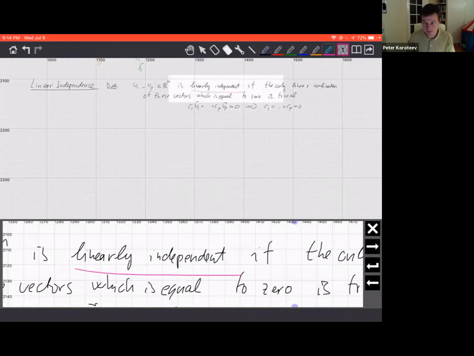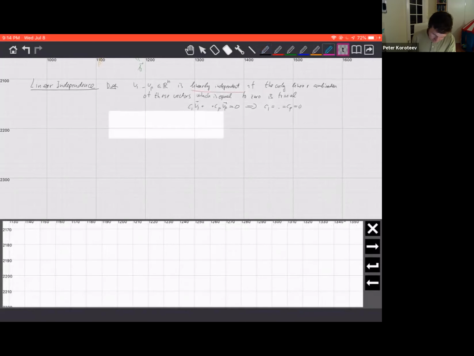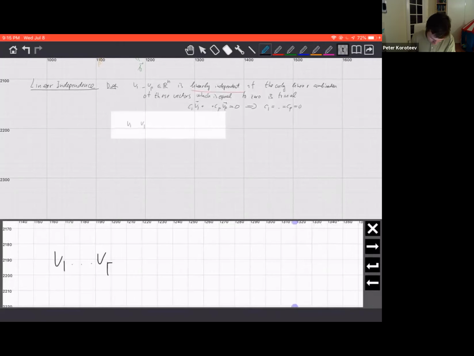So that's linearly independent, and the opposite is linearly dependent. So this set v1 through vp in Rn is linearly dependent.